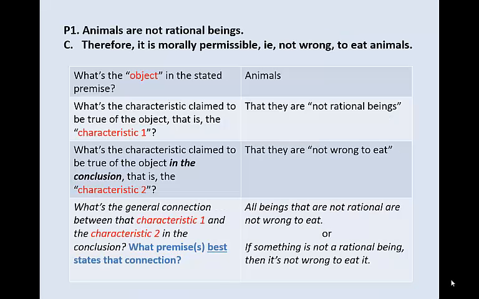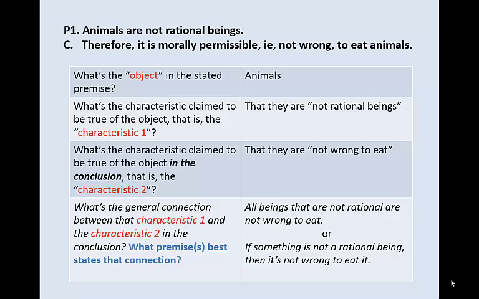Okay, so here's the argument up top. What's the object in the stated premise? Animals. What's the characteristic claimed to be true of the object? That is characteristic 1, that they are not rational beings. Or to put it in a different way, we have animals, and they are said to have the property of not being rational beings. Finally, what's the characteristic claimed to be true of the object in the conclusion? That is characteristic 2. If you look, it's that they are not wrong to eat.